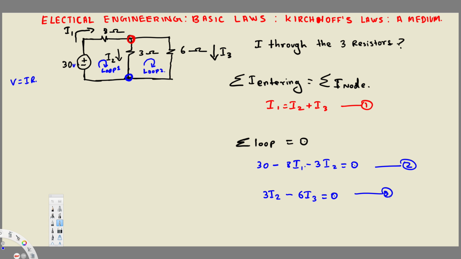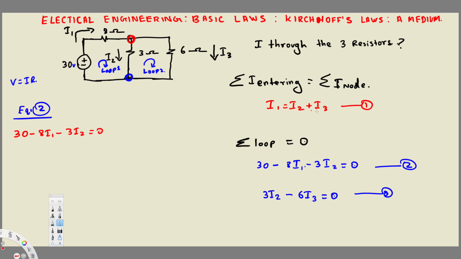Now we have created the equations. All we have to do is simply plug in and rearrange them to find the answers. So here what we can do is take I1, and instead of the 8 I1, grab equation 2, which we have right here. So let's write that one here: 30 minus 8 I1 minus 3 I2 is equal to 0.